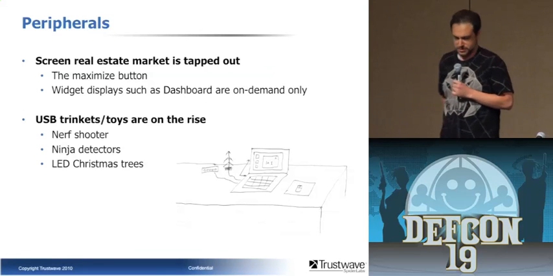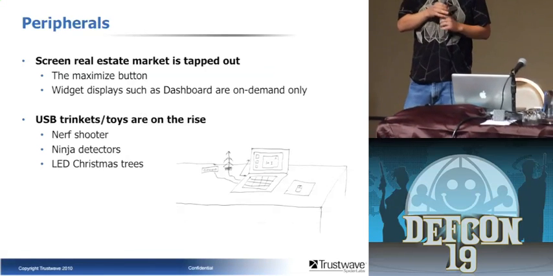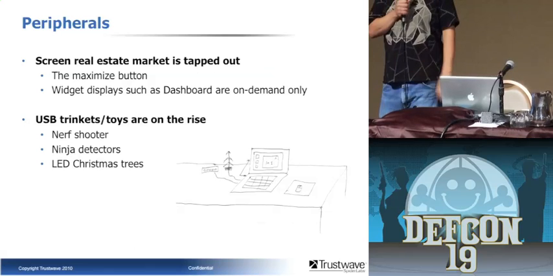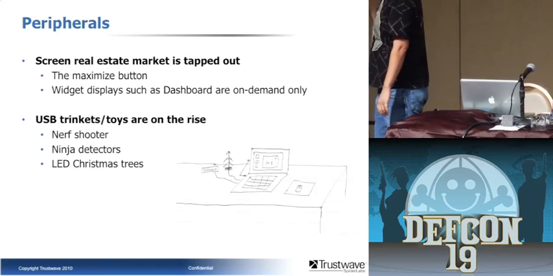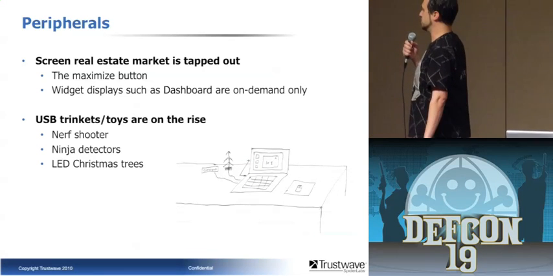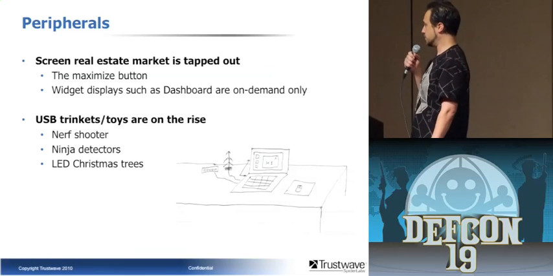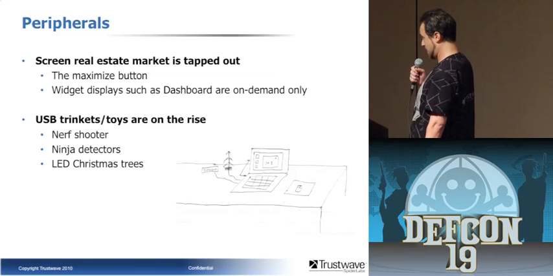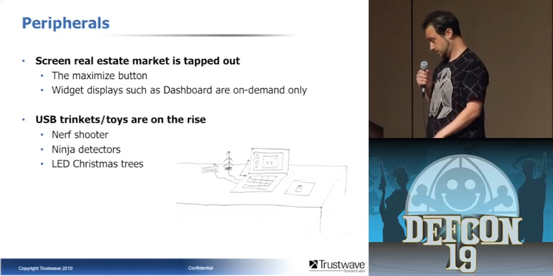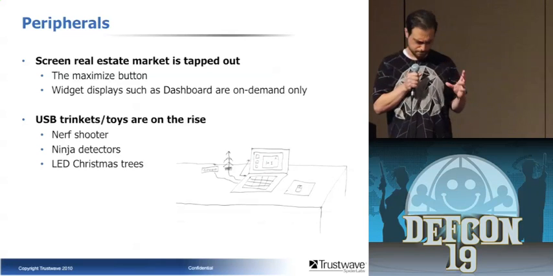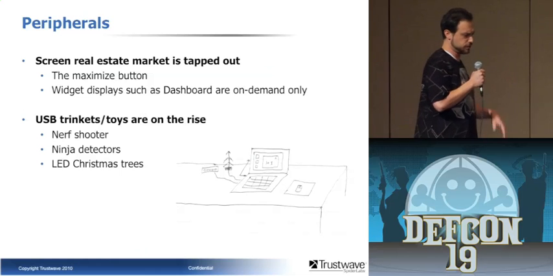So this whole USB thing is going to light up here in a minute. I'll show you. The idea of these peripherals: if you have things like USB Nerf shooters, ninja detectors and LED Christmas trees, this huge market that ThinkGeek makes a lot of money on, if you have all this stuff hanging around your desk, maybe that's the place to put this. I started this idea a while ago thinking I was going to put it in some little window in the side, maybe in a little square somewhere on the screen.